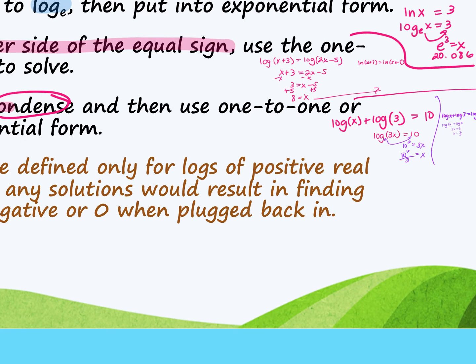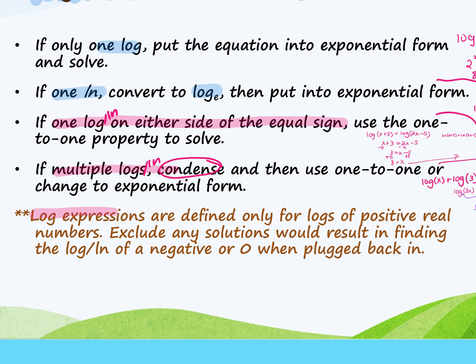Okay, now here's what's super important. If your initial question starts with a log in it, whether it be a log or an ln, you have to check your answers. You have to make sure that when you plug them back in, you would not be trying to find the log of 0 or the log of a negative number. If when you plug it back in, you're trying to find log of 0, you can't find it. You would rule that out. It's an extraneous root. If when you plug it back in, you're trying to find log of a negative number, you rule it out because you cannot find the log of a negative number.